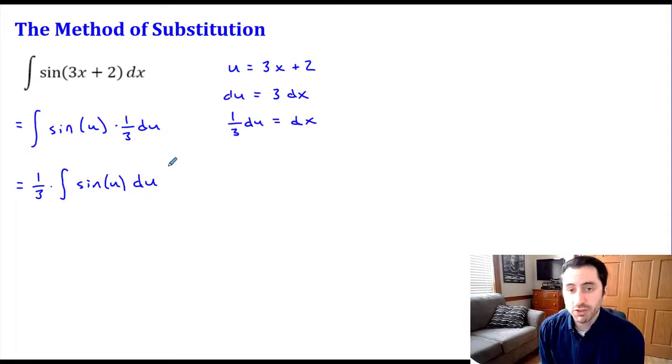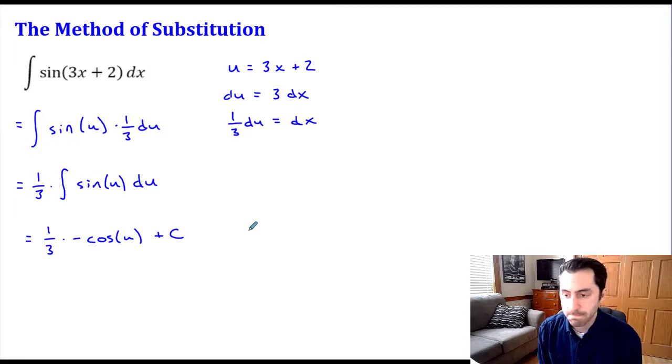So that's essentially the method of substitution. We replaced some things in our original expression so that we end up with something that we do know how to find the antiderivative of. The antiderivative of the sine of u is going to be negative cosine. So we still have our 1/3, and the antiderivative is going to be negative cosine of u. And since we are doing an indefinite integral, I need to include my constant, so plus c.